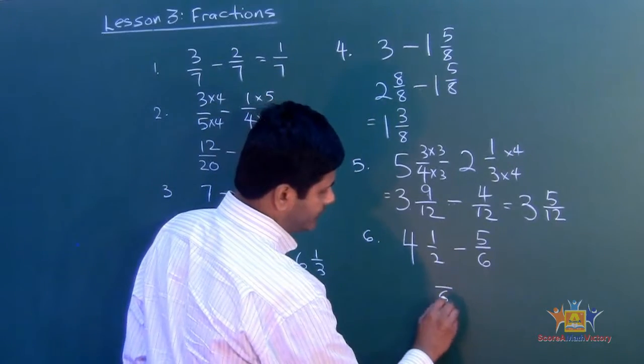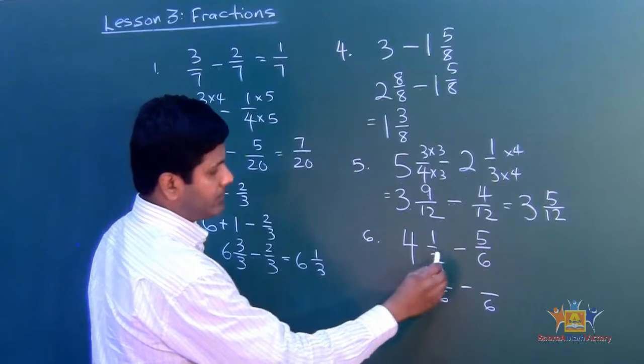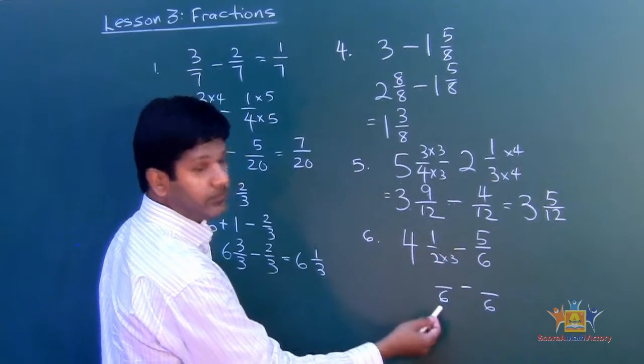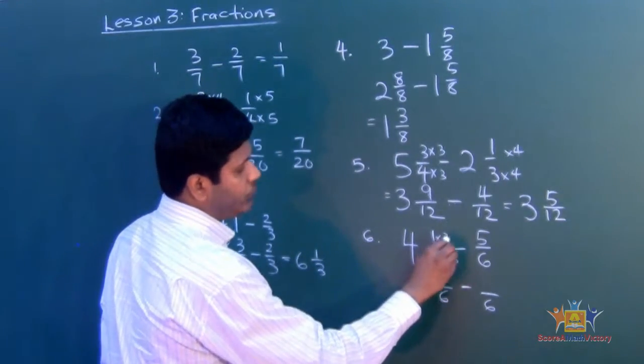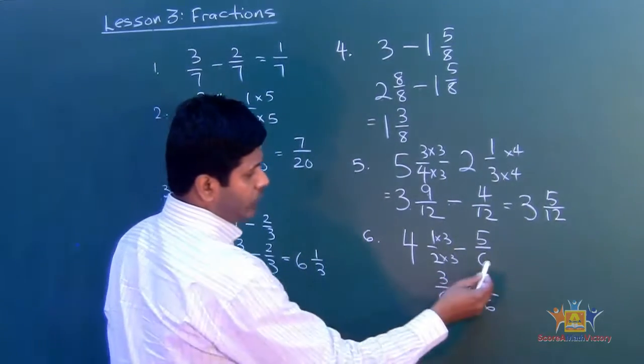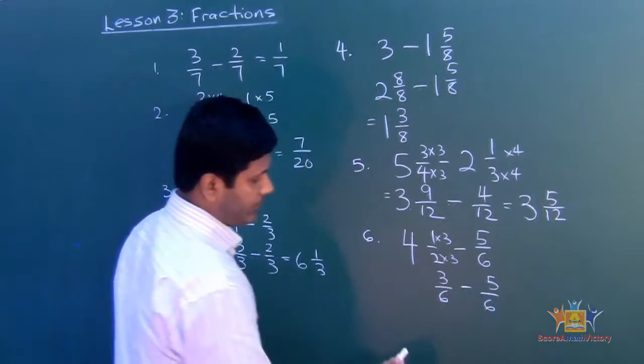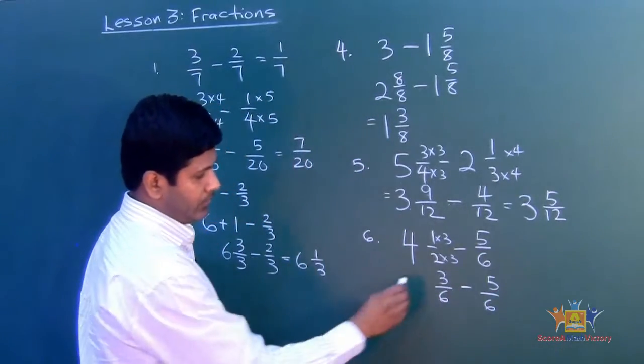So that means I'm going to put 6 and 6, then put the minus. To go from 2 to 6, I multiply 2 with what? 3. That makes it 6. That means I'm going to multiply the numerator also by 3. So that makes it 3 over 6. To go from 6 to 6, pretty much the same. I just bring the 5 down, alright? They're pretty much the same. Now, can I subtract?